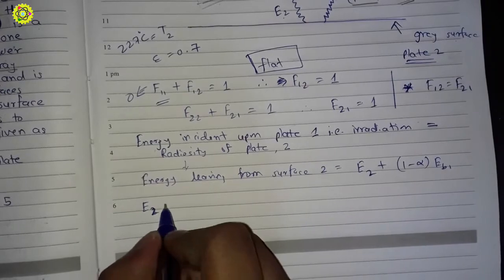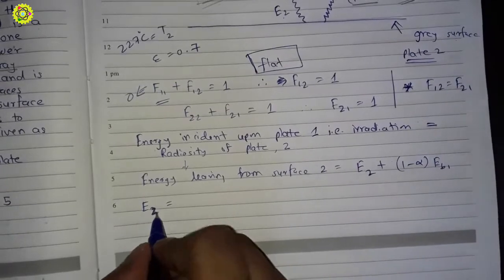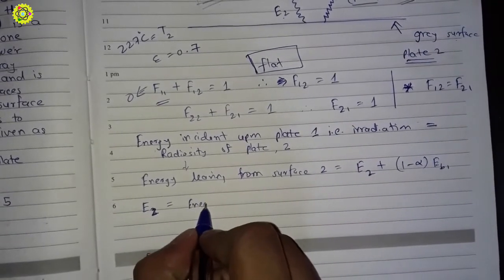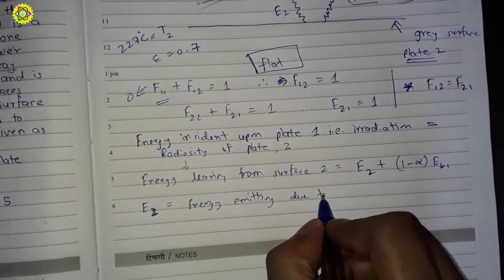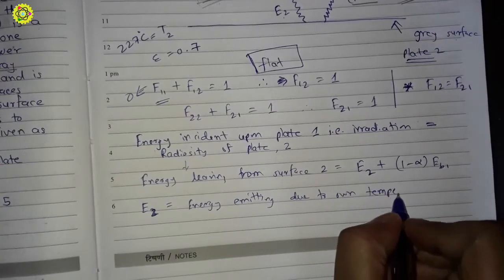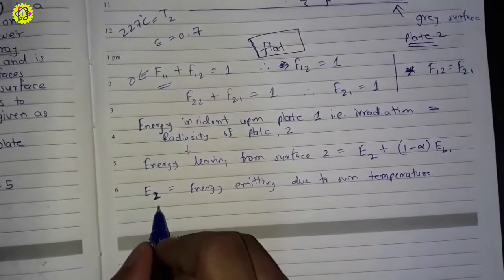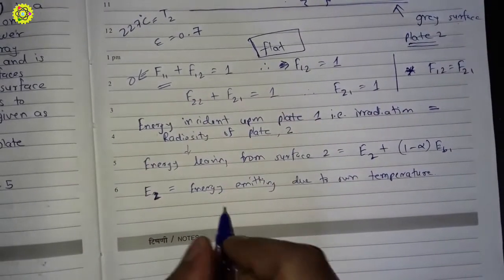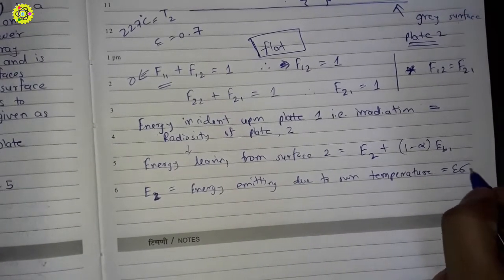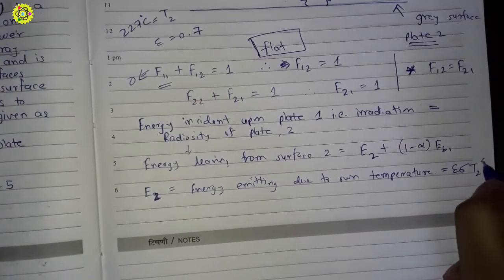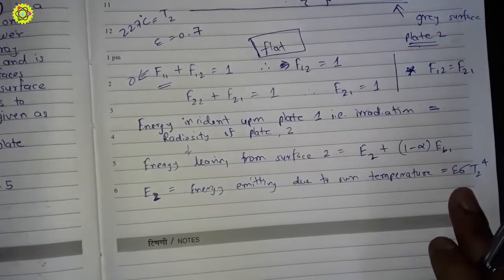Now the formula which we are going to write is for non-black surfaces. Here E2 is energy emitting due to its own temperature, as we have understood earlier. So for E2, that is for non-black surfaces, we have the equation epsilon sigma T2 raised to 4, here T2 because it is surface 2, plate 2. Epsilon sigma T2 raised to 4.